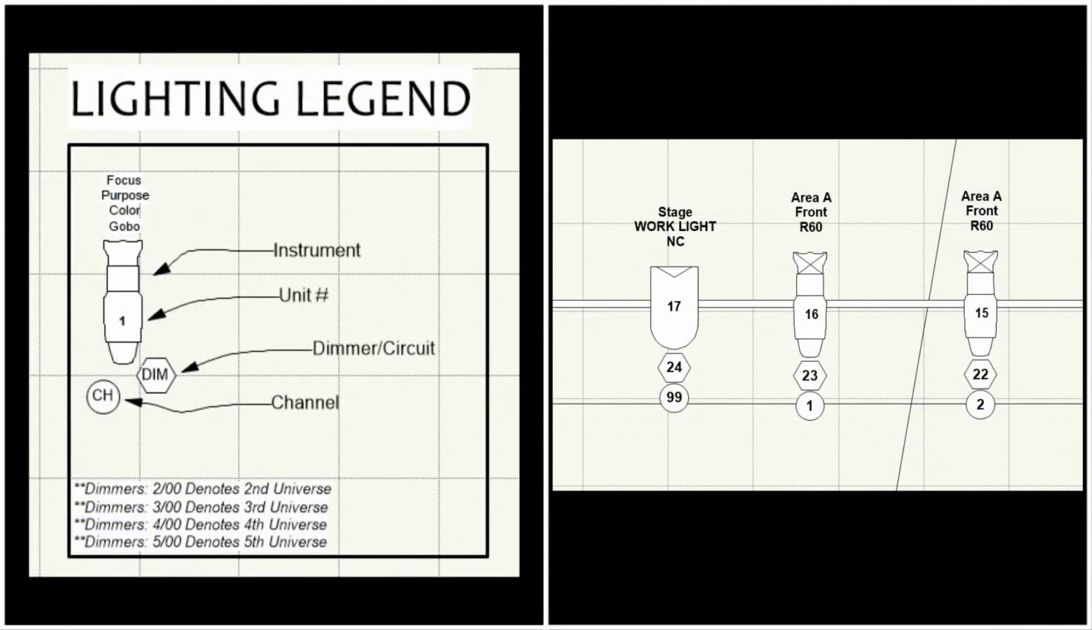Next is the dimmer or circuit that it's plugged into. And finally, the unit's channel. But what is the difference between a dimmer or circuit and a channel?